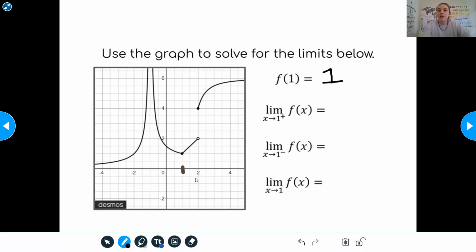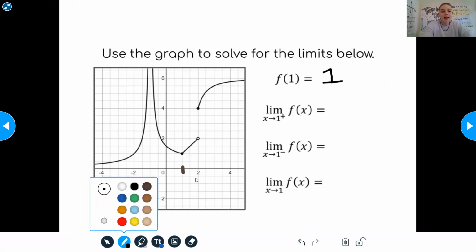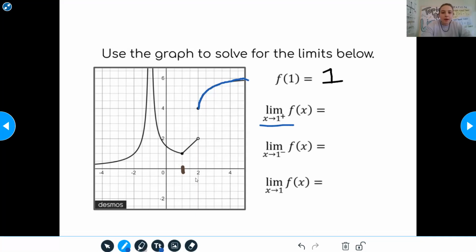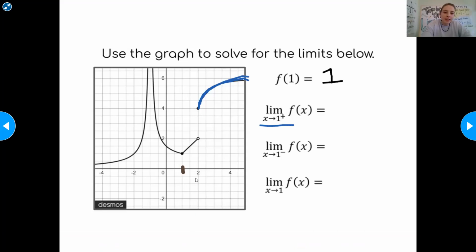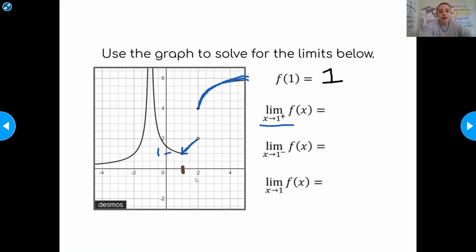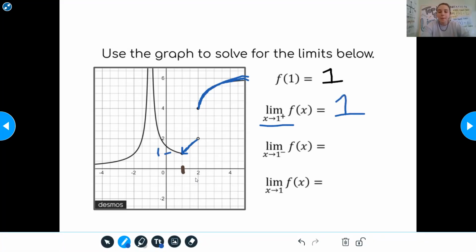Now we're going to look at the right-hand limit. That means we're coming from the positive infinity side. We're going to come from this direction. You might be confused that we have a little jump right here, but that's okay. We can jump right down and just keep approaching 1, getting as close to it as possible. And notice that as we're approaching 1 from the right-hand side, the y value that we're approaching is also 1. So this right-hand limit is 1.